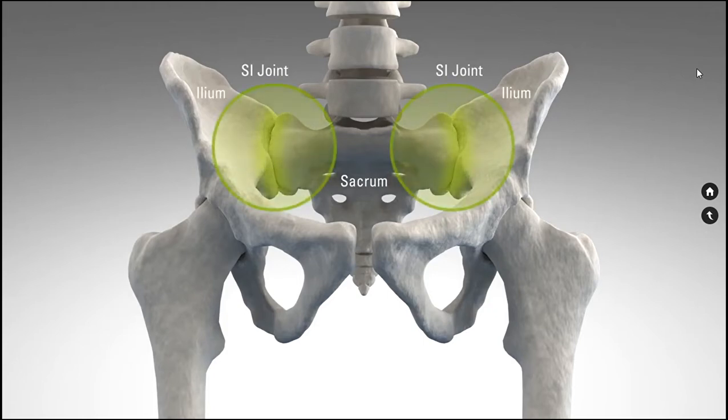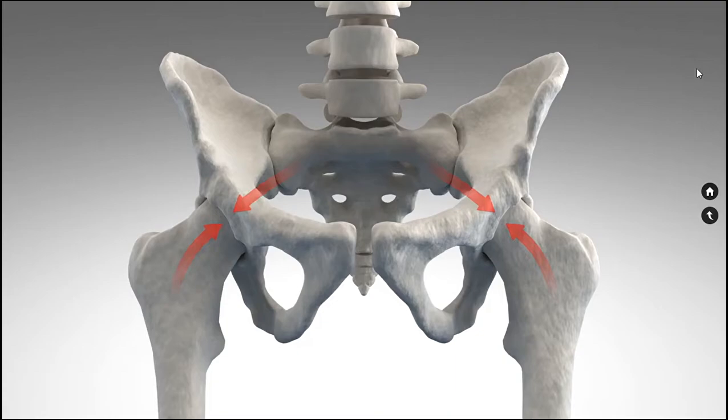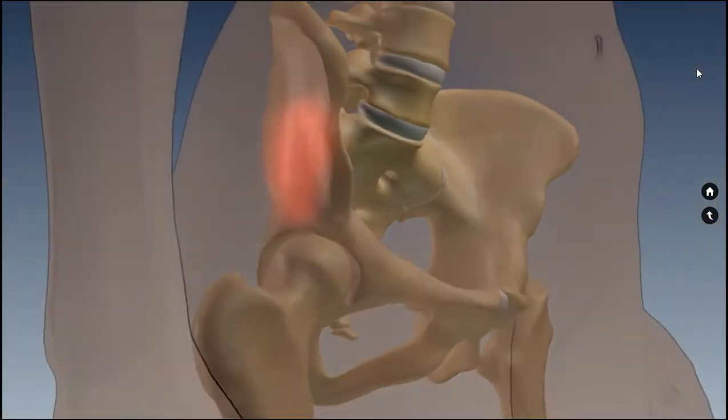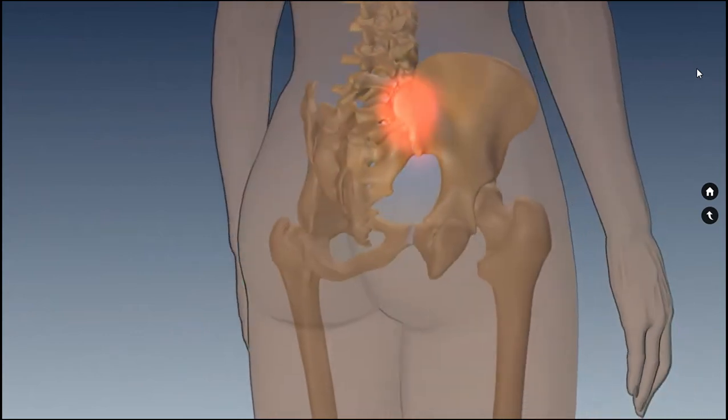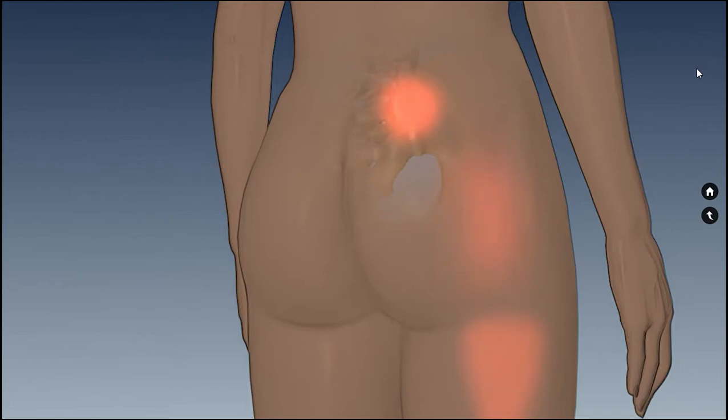All weight as you walk is transmitted from your spine into your pelvis through these joints on each side. So sacroiliitis, or SI joint pain, can mimic a lot of other conditions. Typically, patients have pain in their lower back, below their belt line, at their lower back or upper buttocks. This can radiate around their hips or down the back of their legs, typically not past the knees.